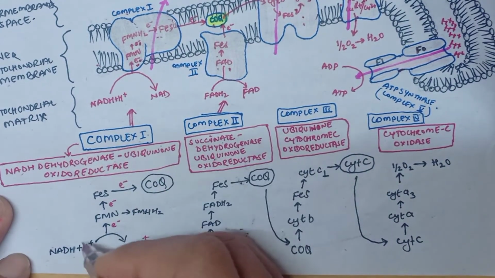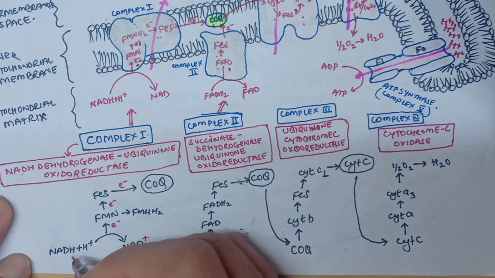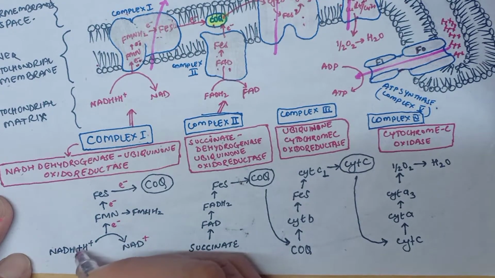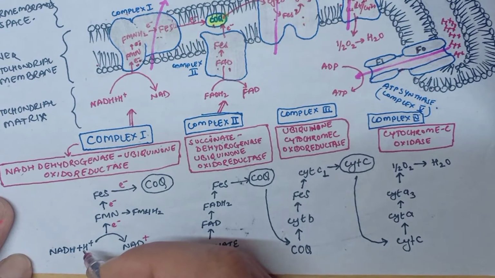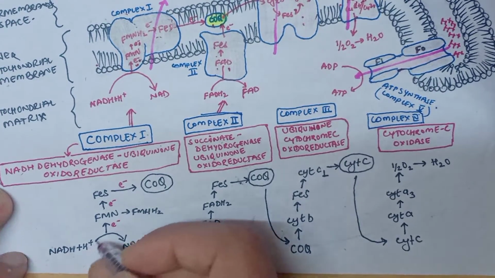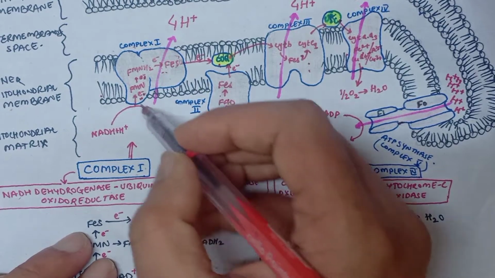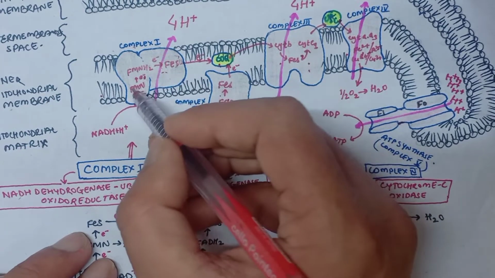So we can get this NADH from pyruvate dehydrogenase complex. We can also get it from TCA cycle, beta oxidation, and malate-aspartate shuttle. So this is the sequence of electron transfer in complex 1.